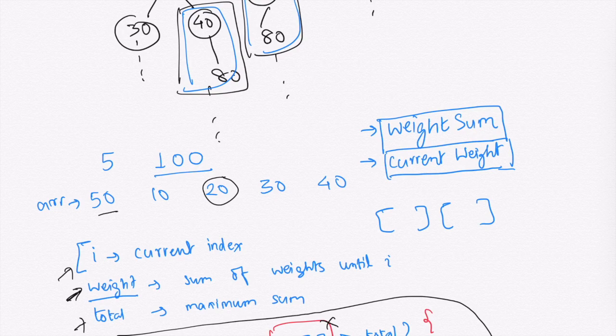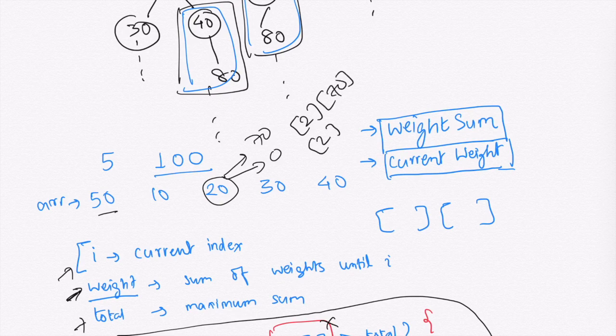So maybe 50 was chosen and then 20 was chosen, so 70 was a possibility and 0 was also a possibility, because it is entirely possible that I do not choose 50 and I do not choose 10 as well. So this ith index can have two sums, so 0 1 2, right? So this second index can have a value of 70 and this second index can have a value of 0 as well, right?